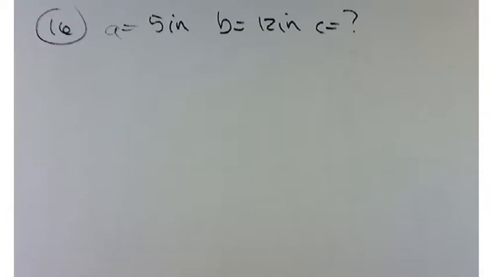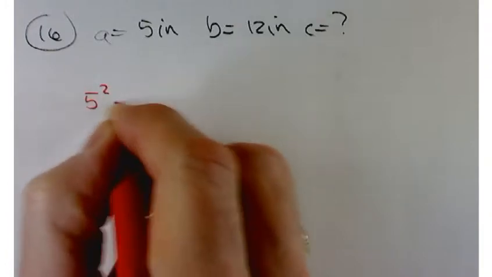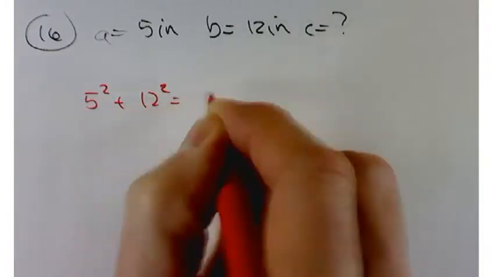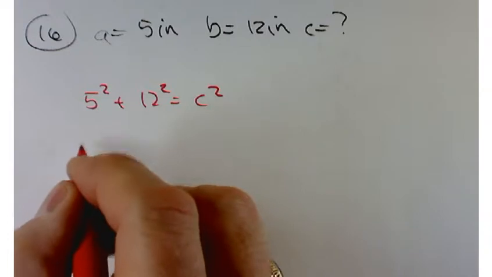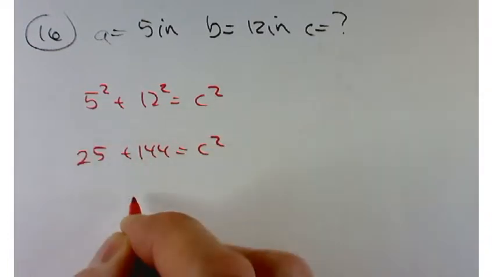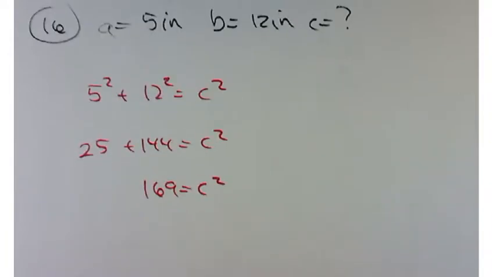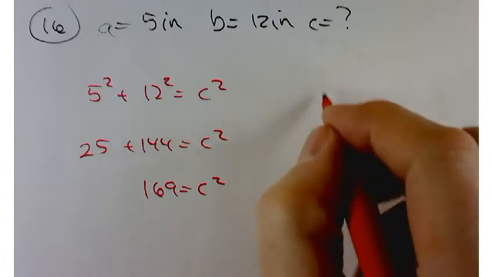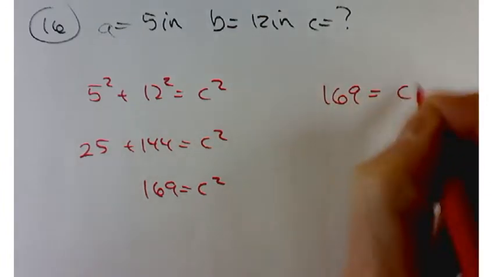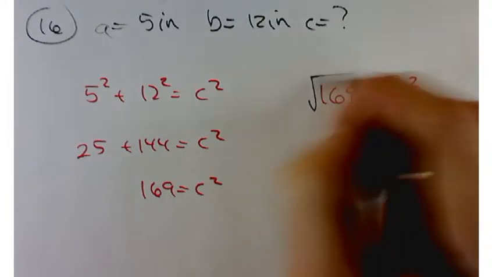All right, well, let's check it out. Accordingly then, 5 squared plus 12 squared equals C squared. So that's going to be 25 plus 144 equals C squared, or 169 equals C squared. What do you square to get 169? Or, put it another way, how do you solve for C? Good. So, to solve here, you're going to take the square root.